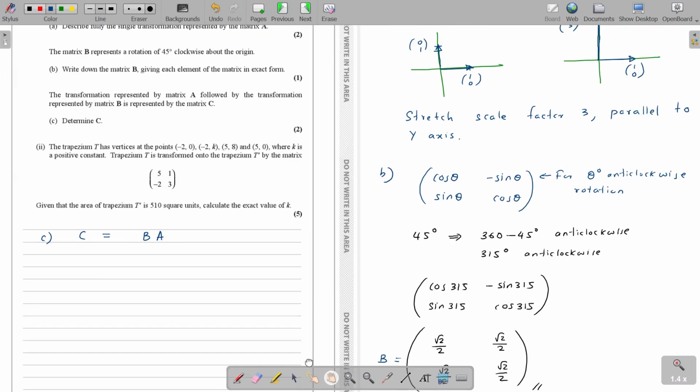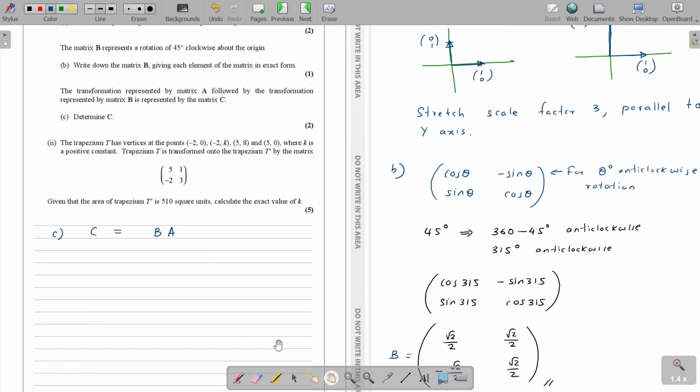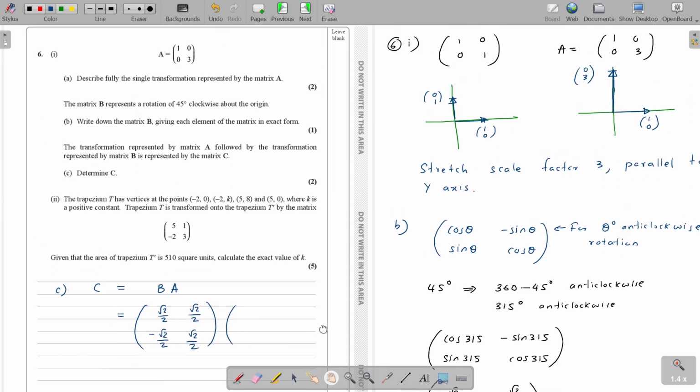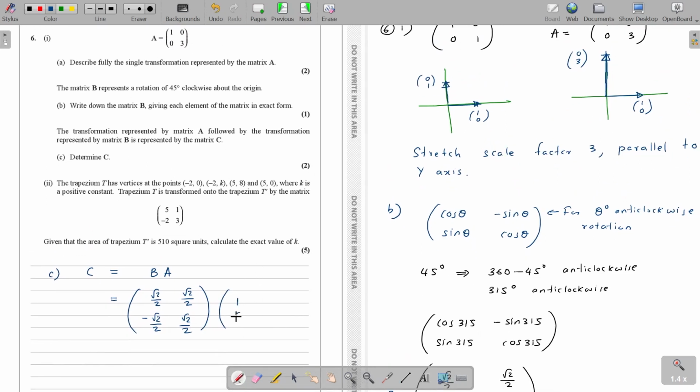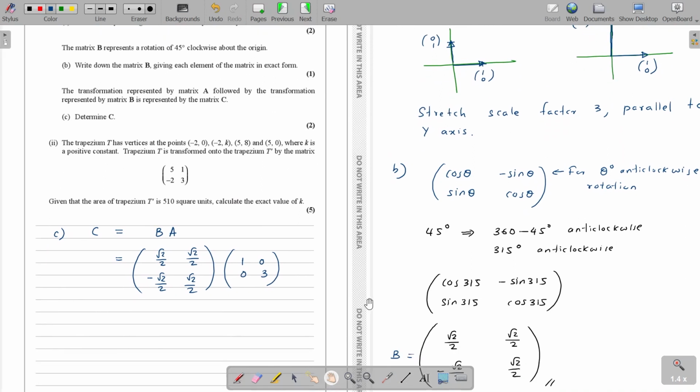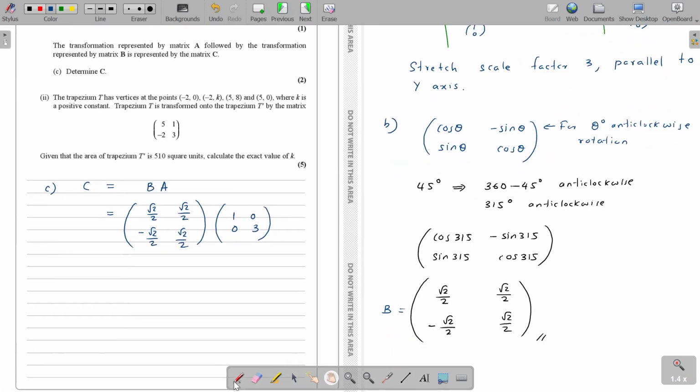Okay, so then let's simplify. Matrix B was root 2 over 2, minus root 2 over 2, root 2 over 2, root 2 over 2. And matrix A is 1, 0, 0, 3. Shall we multiply? It's better if you multiply it manually, because if you give this to the calculator, it will give you decimals. So you know here it's a 2 by 2 matrix with a 2 by 2 matrix. You will end up getting another 2 by 2 matrix.